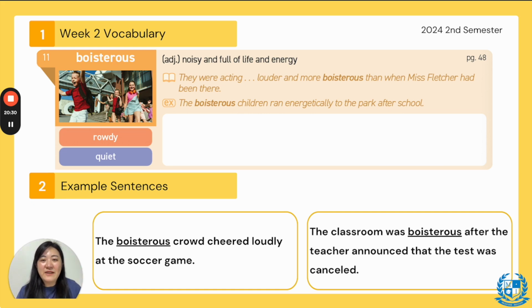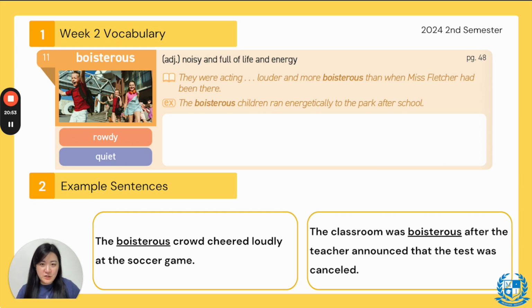In the book it says they were acting louder and more boisterous than when Miss Fletcher had been there. Meaning the students were all very quiet and nice and well behaved before when the teacher was there. But now that Ida was being the teacher, everyone was being a bit louder and a bit more chaotic. Next one. Example, let's read together.